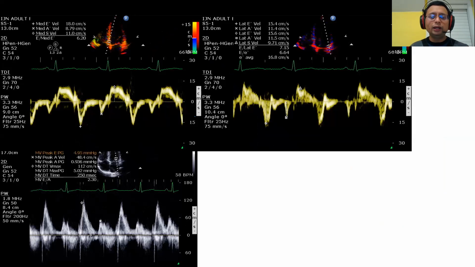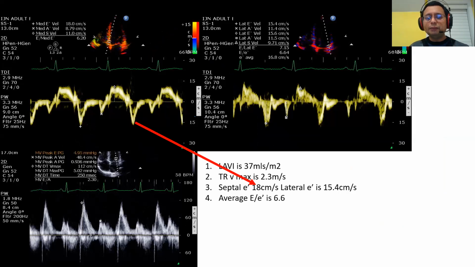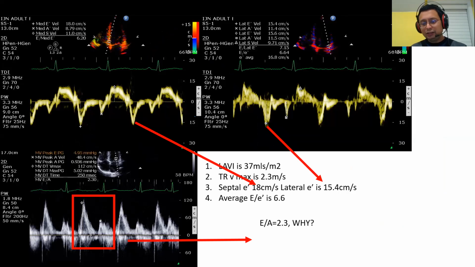Looking at algorithm 1. So these are the parameters. Now we know that the septal E prime is 18 and lateral E prime is 15. Now that is normal. Look at E over A. E over A is 2.3. All right, so let's look at the parameters in entirety. LAVI is 37, abnormal. TR Vmax is 2.3, normal. Septal E prime and lateral E prime are normal. Average E over E prime is normal.